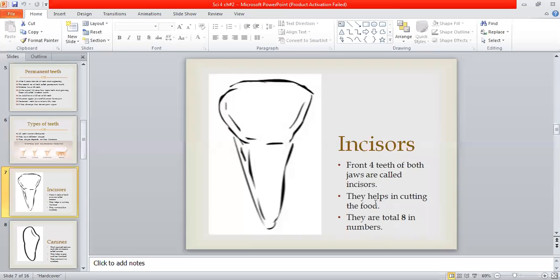And what is their function? They help in cutting the food. Whatever you eat, like if you eat a raw apple, take a bite of an apple, which teeth help? Those are incisors. If you eat shawarma or a burger, the front four upper and lower teeth which help you in cutting are the incisors. Whenever you take a bite, the teeth which help you are our incisors. They total 8 in number. How 8? Four in the upper jaw, four in the lower jaw, together 8.